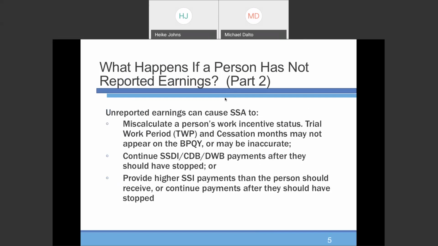So what happens if a person hasn't reported their earnings? Well, that can cause Social Security to incorrectly calculate the person's work incentive status. Maybe they've earned enough to use up trial work months. Social Security doesn't know that, so the BPQY still shows 0 trial work months, or maybe some trial work months, but not as many as they actually used. The person may have used up their trial work period. They may have had a cessation month, but that won't appear on the BPQY if no earnings have been reported.